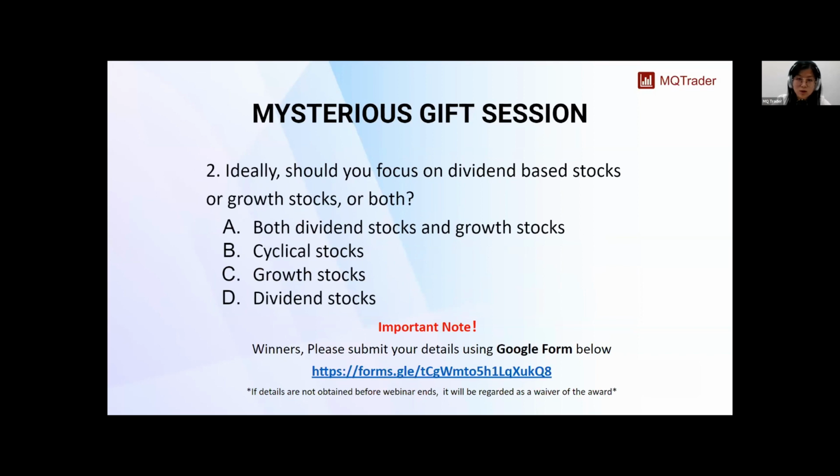Ideally, should you focus on dividend-based stocks or growth stocks, or both? A, B, C, or D? I think the obvious answer to avoid is B, because it's not in the question itself. Okay, so I see a lot of answers already. The answer is A, both dividend stocks and growth stocks. Like what we mentioned in the first question, it is to diversify. So you will need to diversify between different types of stocks as well.